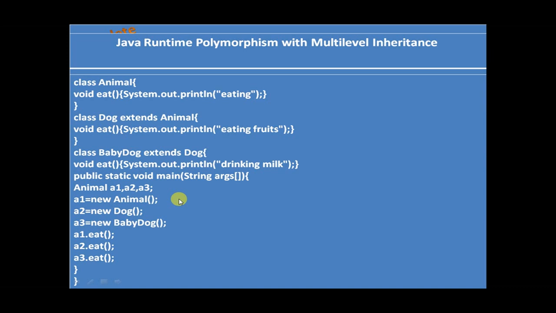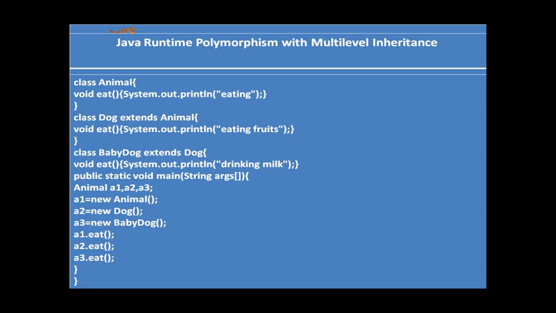Now which method will be executed if you create the reference variable of the animal class and pass the object of the subclass? Let's see. Here we create reference variables of animal type: a1, a2 and a3. In a1 we are passing the object of the animal class, in a2 the object of the dog class, and in a3 the object of the baby dog class, and we are calling the eat method on each object.